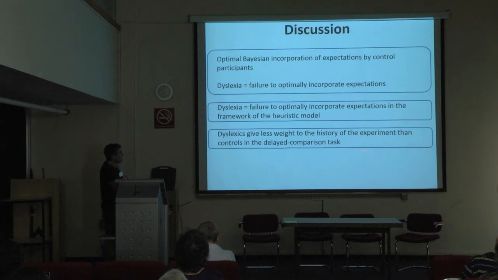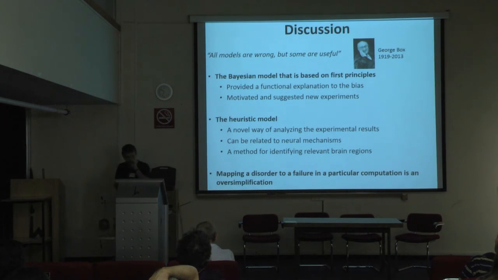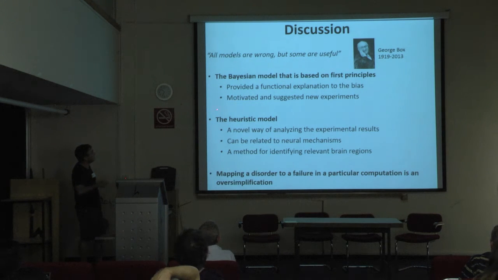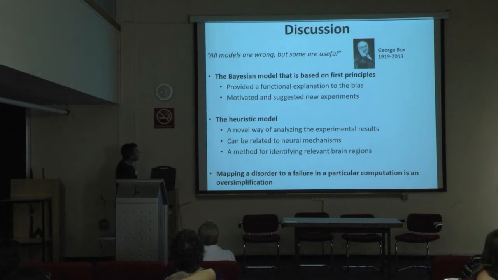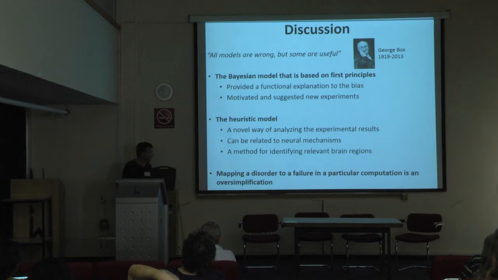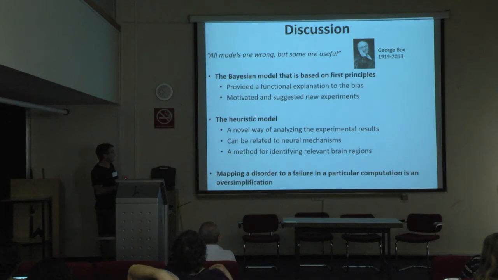This is perhaps a more accurate statement, but in some sense it's very difficult to draw clear predictions. So this is a qualitative model that is perhaps less scientific. Well, we all know that all models are wrong, but some are useful. I'd like to discuss what we gain from these models. So we have the Bayesian model that was based on first principles, and it provided us with brain regions that are associated with this bias. This is something that one can use.